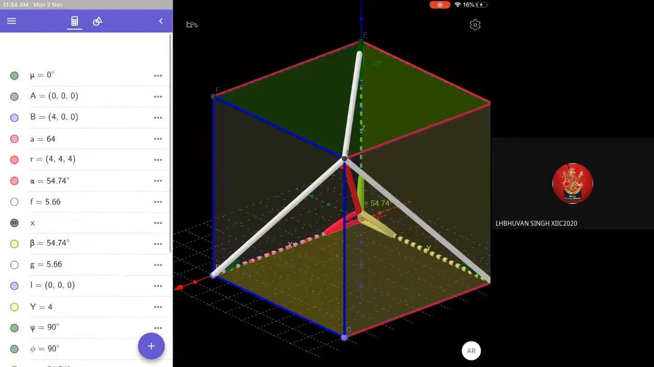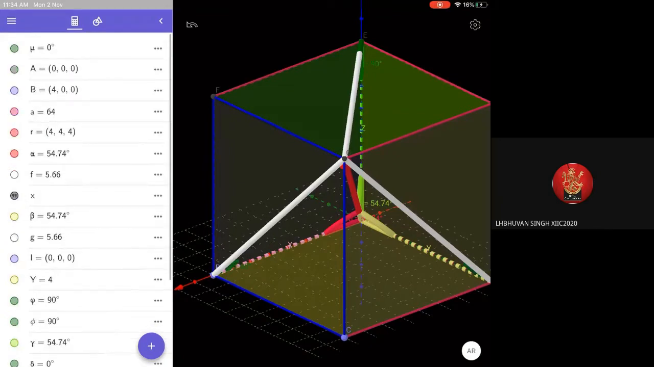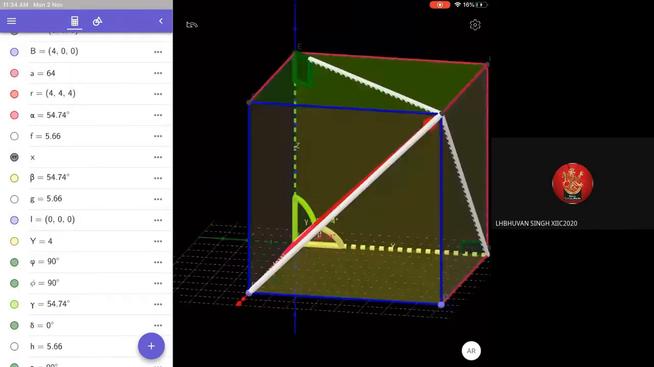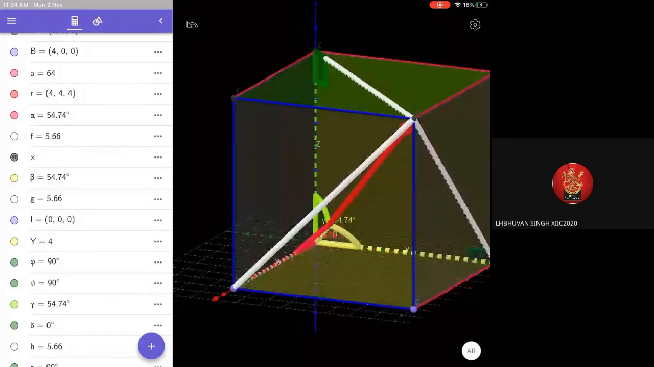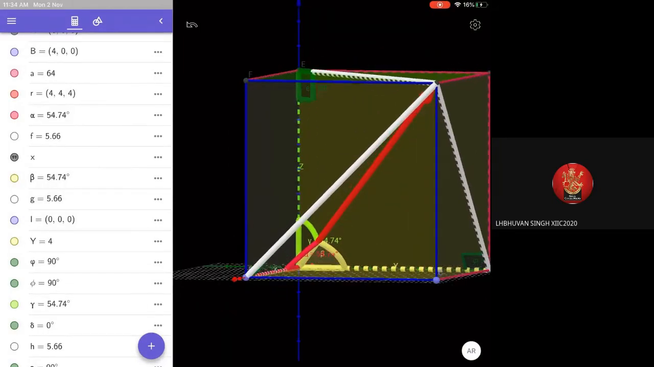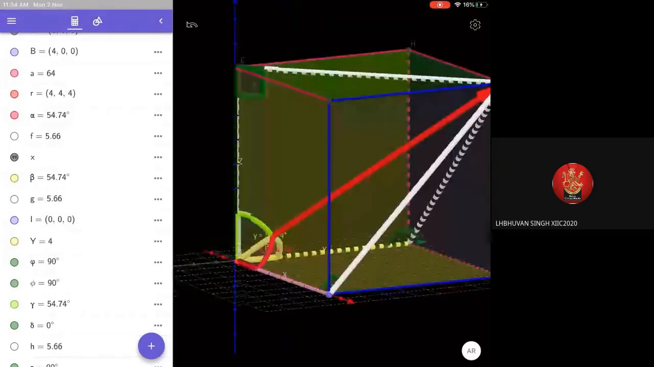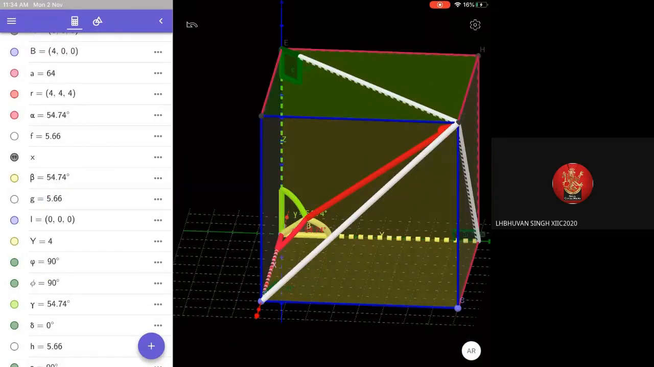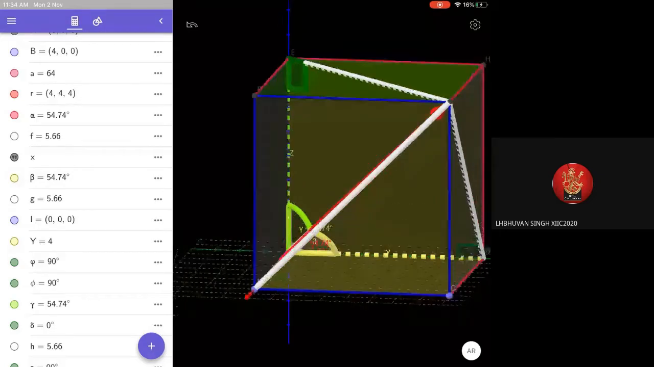Not getting the point. Okay. So this point G, you can see that it is the corner of this cube, where the three white color lines join. That is the point G, and its coordinates are x, y, z.